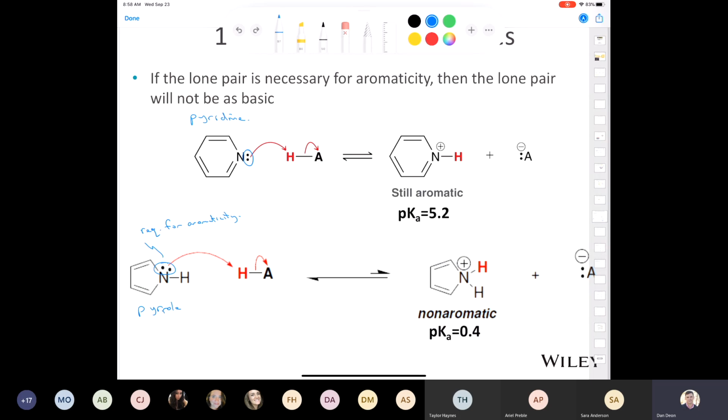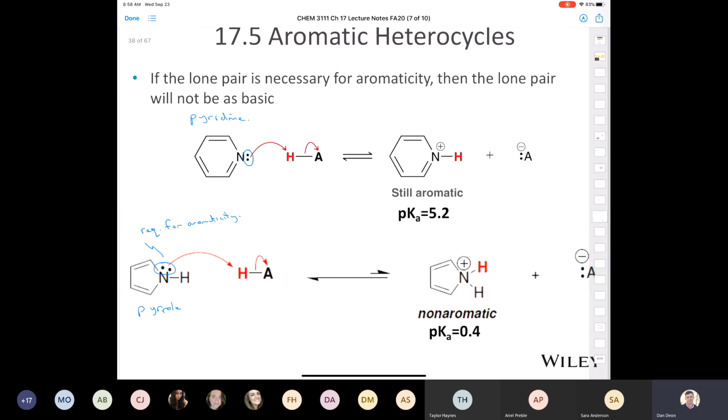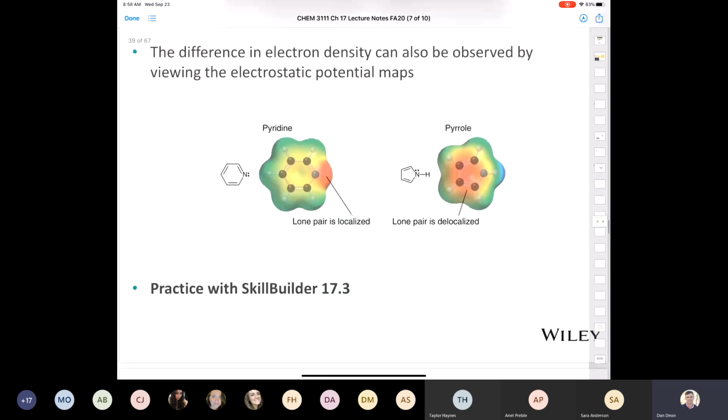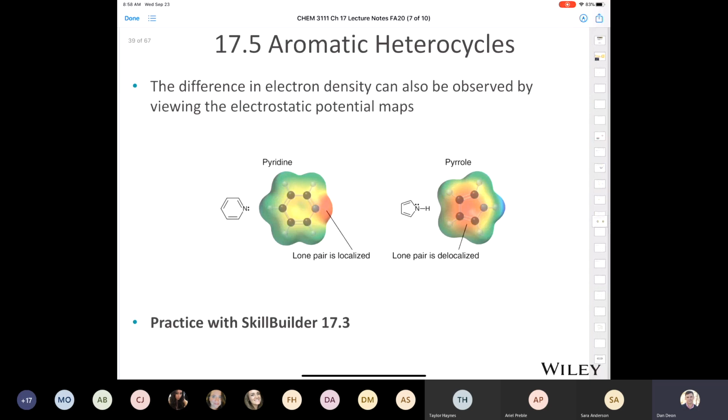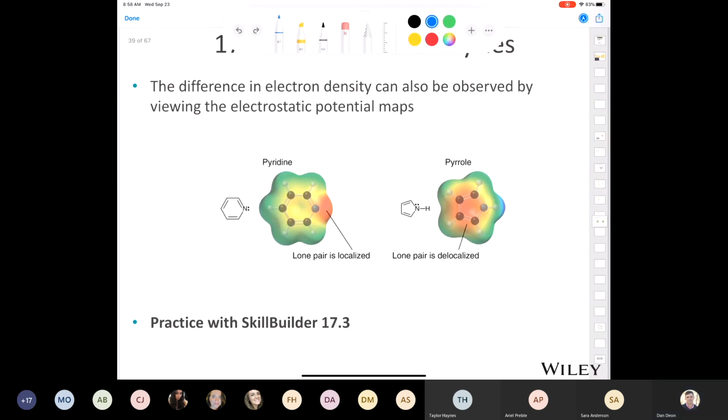All right? Okay. Well, here's just an electrostatic potential map of pyrrole and pyridine. And you can see that in pyridine, this lone pair here is localized, right? And it even says it right here. Why am I pointing it out a second time? Anyhow, that lone pair is localized.